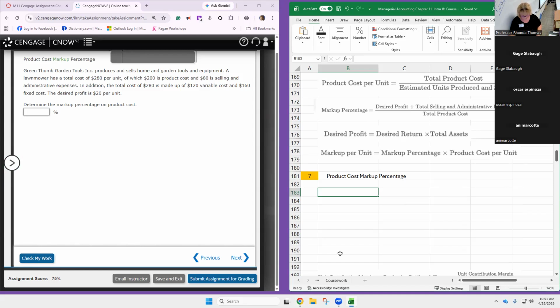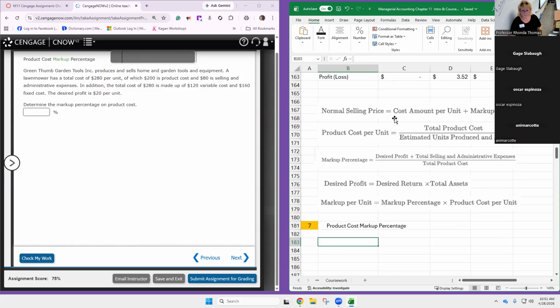So what we want to do, and there's a couple of formulas up here: there's the normal selling price, the product cost per unit, the markup percentage, and the desired profit. They talked about a desired profit. There's also the markup per unit. So here's how we're going to work on this.